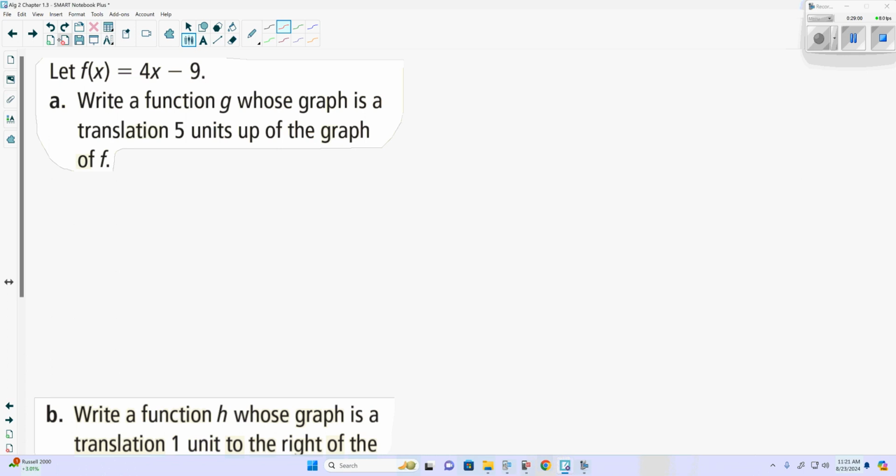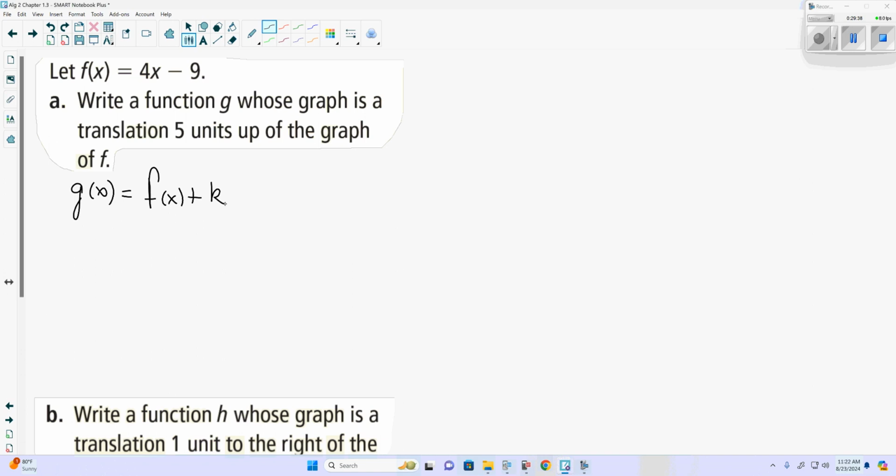Now, for us here, our new function, we're going to call g of x, is equal to f of x plus k. Because f of x plus k is our general form of moving the function up or down. F of x is our function. K is the value of the movement. F of x is talking about the function itself. K is talking about the movement.